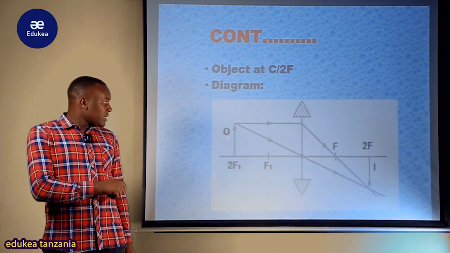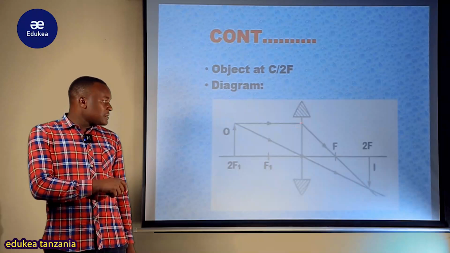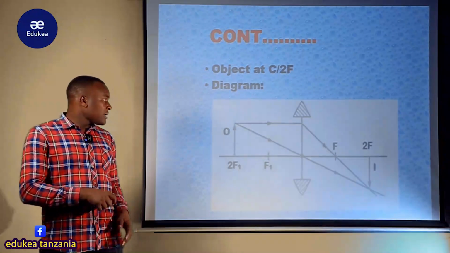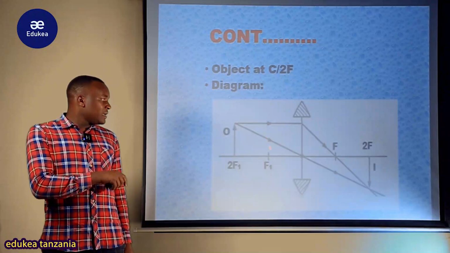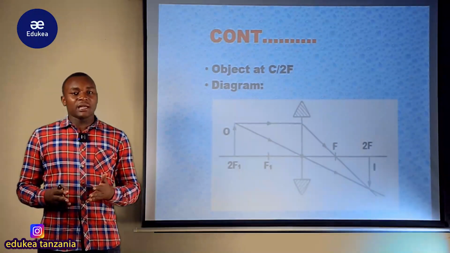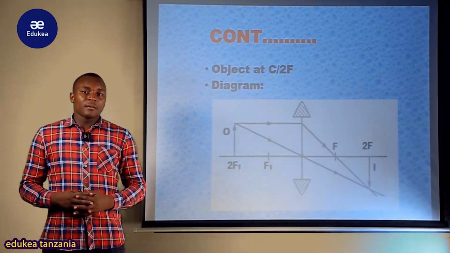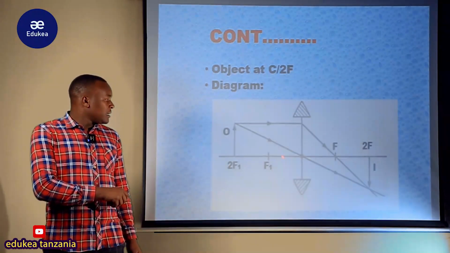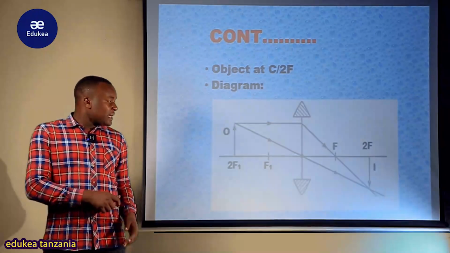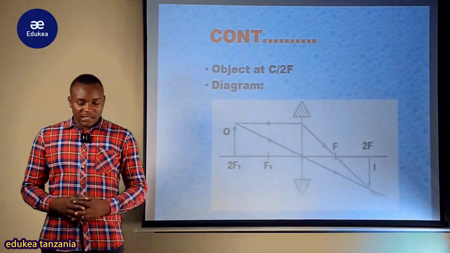Tulisema ray inayotoka katika object inaenda mpaka katika mirror au lens. After that ina reflect kwa kupitia principal focus. After that unadraw line ili upate image, na hiyo line unayoiona ina draw inapita katika what we call optical center. Unapopita katika optical center zikikutana zina join hapa, na hapo unaweza kupata image yako.